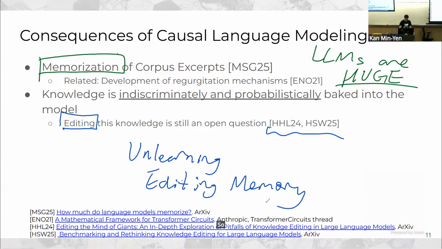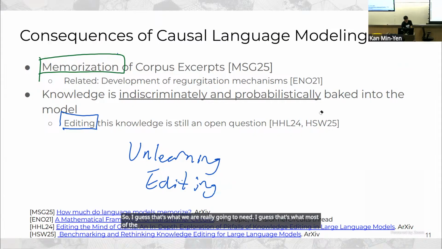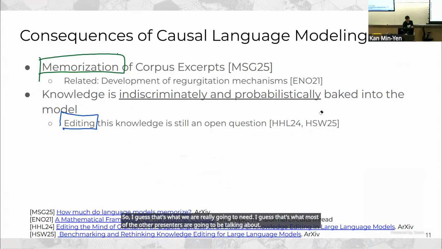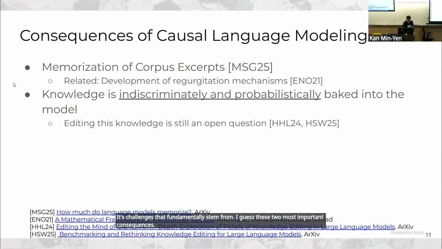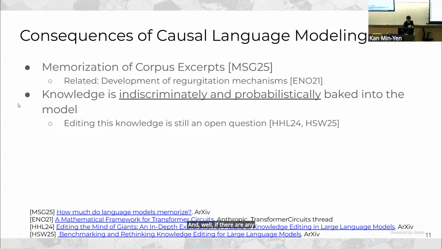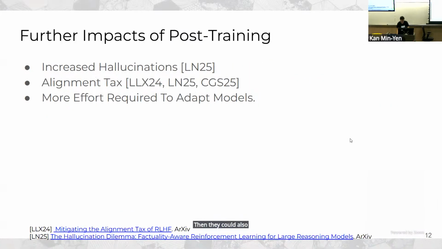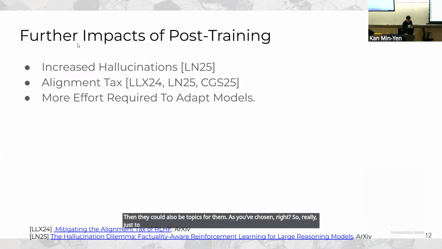So I guess that's what most of the other presenters are going to be talking about. It's challenges that fundamentally stem from these two most important consequences. And if there are any more that I probably missed out, they could also be topics for the future, right? So really just to show you how it specifically manifests, we've got things like hallucinations, we've got things like the alignment tax.